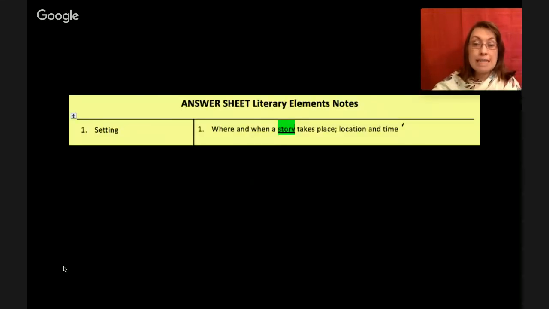First, we have the setting. Now, the setting is where and when a story takes place, the location and time. Notice on the screen that I have underlined and highlighted in green the item that you need to fill in on your notes. So go ahead and write in story if you haven't done so yet.